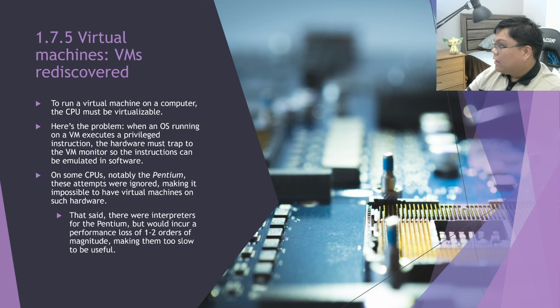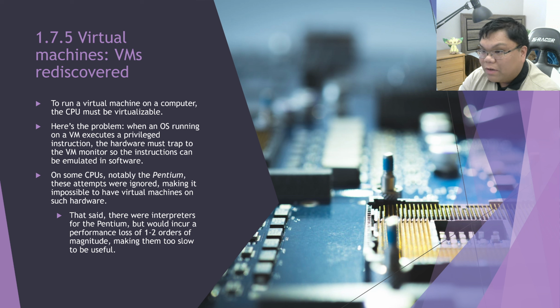To run a virtual machine on a computer, the CPU must also be virtualizable. So here's the problem. When an OS running on a virtual machine executes a privileged instruction, the hardware must trap to the virtual machine monitor so the instructions can be emulated in software. On some CPUs, notably the Intel Pentium, these attempts were ignored, making it impossible to have virtual machines on such hardware. So basically, once upon a time, you were unable to ever run VirtualBox. You were unable to run anything like it.